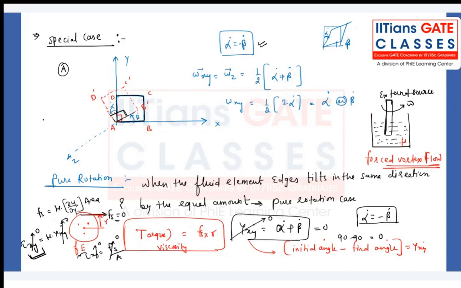mu times the shear strain rate, right? In solid mechanics we used to write G times gamma, but here we write mu times gamma dot, right? Gamma dot is what? Dou u by dou y plus dou v by dou x, right? So in this case, it is completely getting zero. If it is zero, the shear strain rate itself is zero. The shear stress will also be zero. Shear force will also be zero, right?